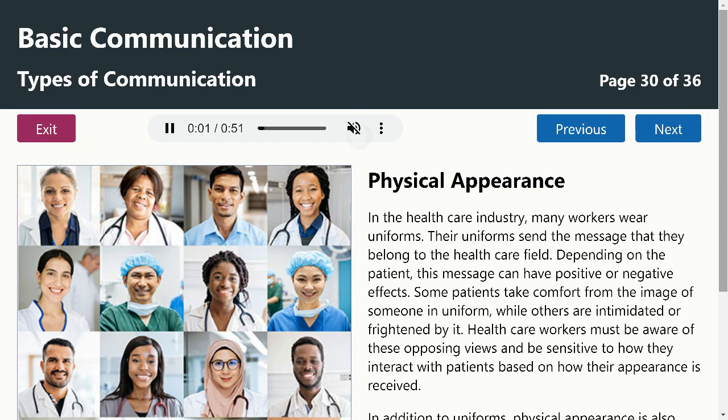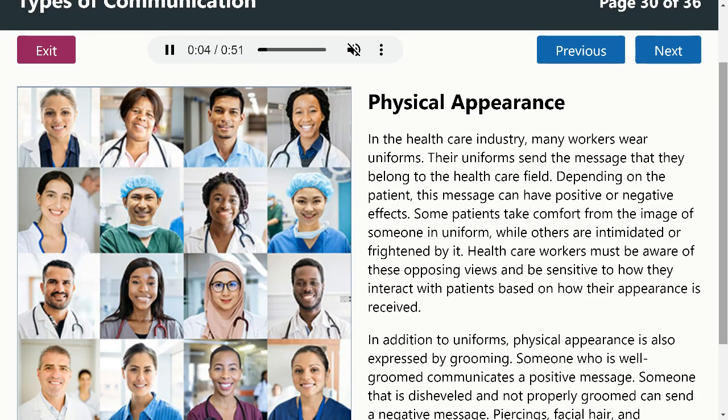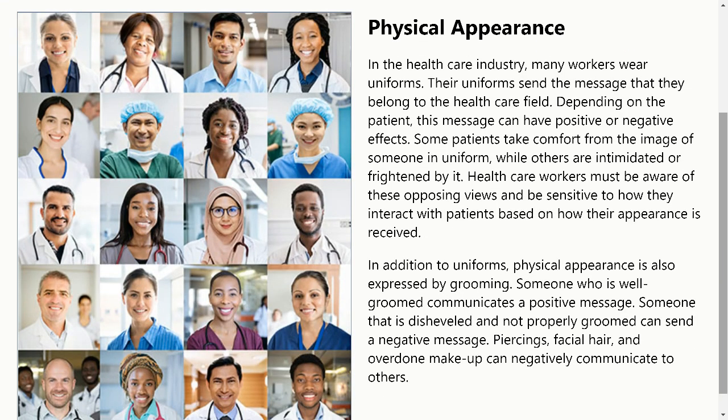Physical appearance. In the healthcare industry, many workers wear uniforms. Their uniforms send a message that they belong to the healthcare field. Depending on the patient, this message can have a positive or negative effect. Some patients take comfort from the image of someone in uniform, while others are intimidated or frightened by it. Healthcare workers must be aware of these opposing views and be sensitive to how they interact with patients based on how their appearance is received.